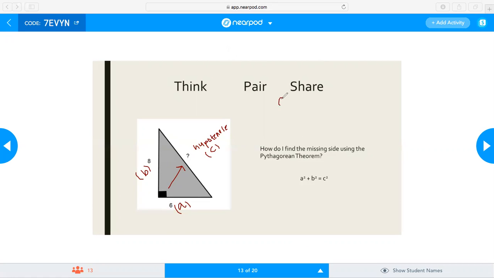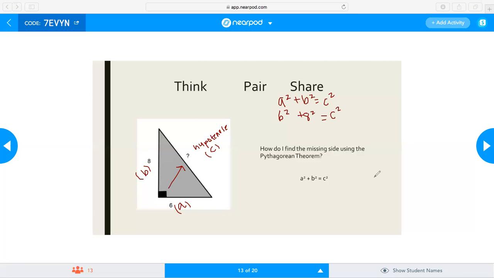So let's write down A squared plus B squared equals C squared. So this is our Pythagorean Theorem formula. A, we labeled as 6 squared, plus B, we labeled as 8 squared, equals, well, we don't know C squared, so we're just going to write C squared. So we have 6 squared plus 8 squared equals C squared.